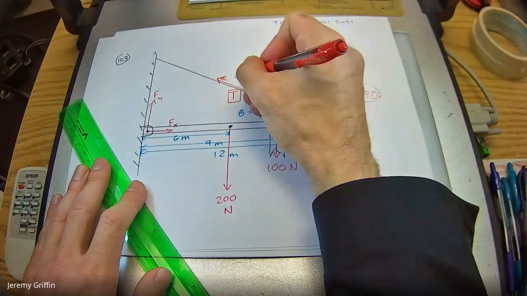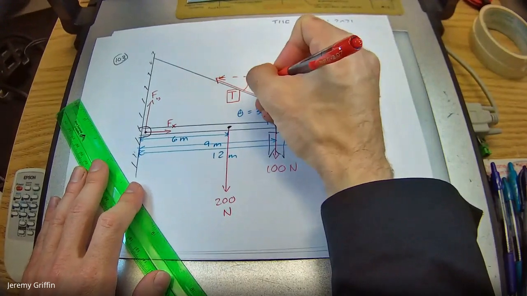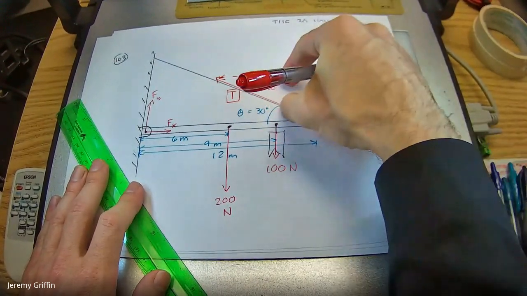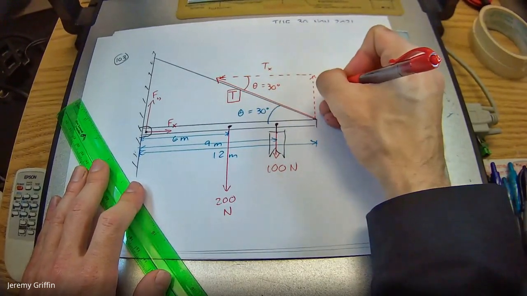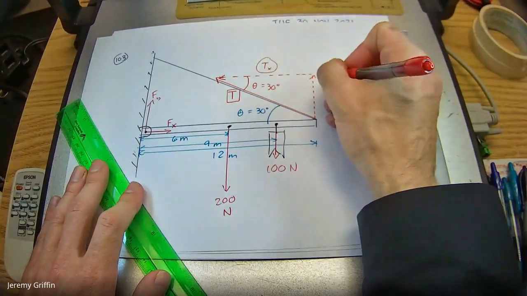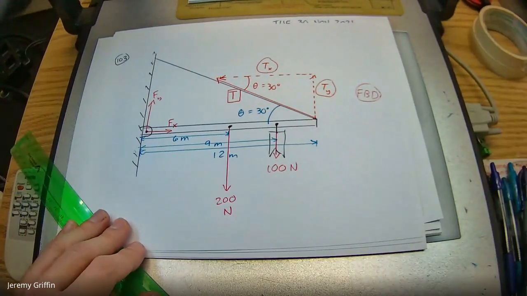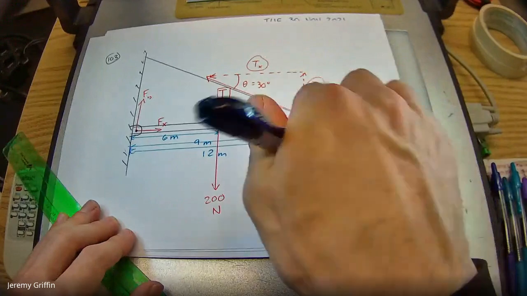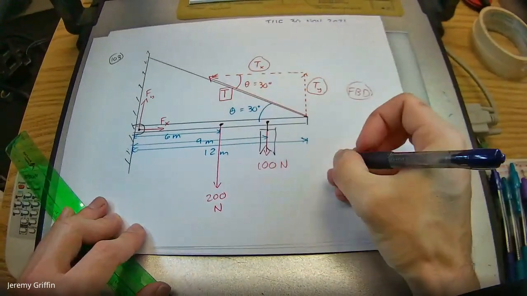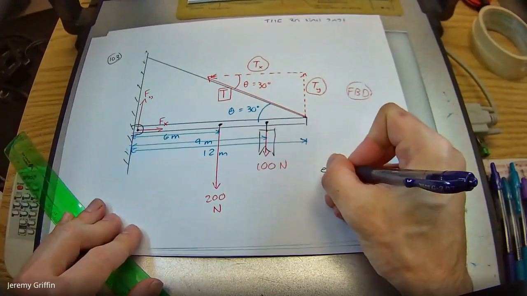You guys know that this angle is also 30 degrees. It has to be the same angle. Right? So this is T sub x, and this is T sub y. Those are the components. And if this whole thing is just not moving, it's stationary, then it would be in equilibrium.